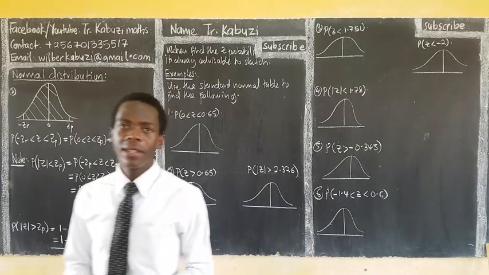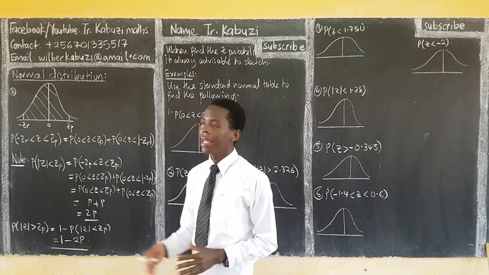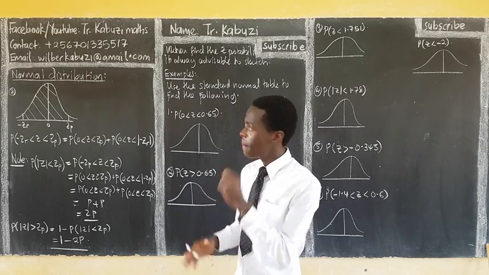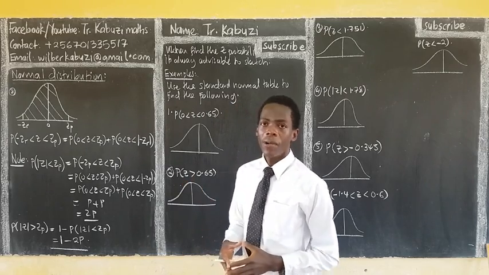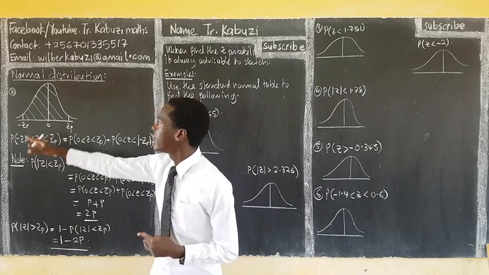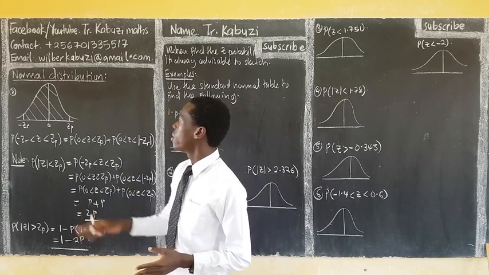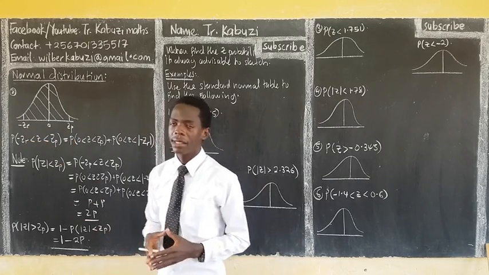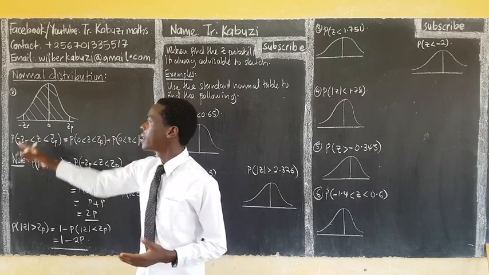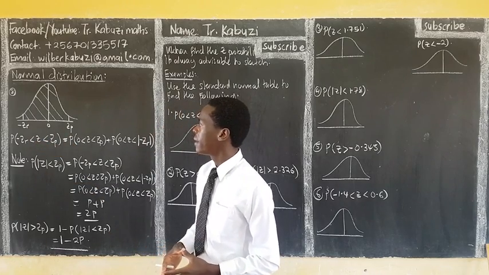Now members, we are going to see how we read these values from the table in this lesson. In the last lesson we saw this case, now let us see the next one: when these two are different. The earlier one was the same, but now let us see what happens if they are different.